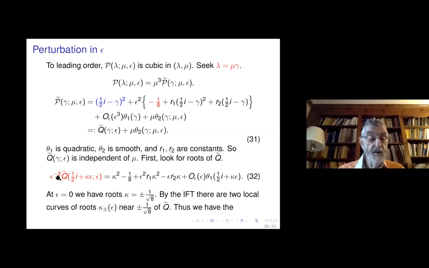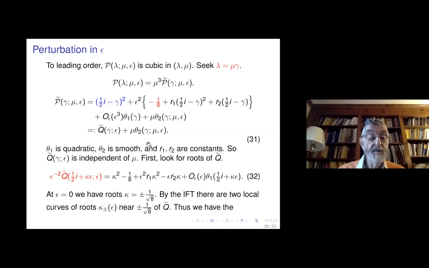Also, if you just write this down from the above, you're going to get kappa squared from the first term that's in blue, minus 1/8, which is the term in red. Then you're going to get this other term with R1, which is kappa squared, epsilon squared. So I took the epsilon squared out. And the same with the next term. And then you're going to get this term, which still has another epsilon in it. It has epsilon cubed, times something that's good.